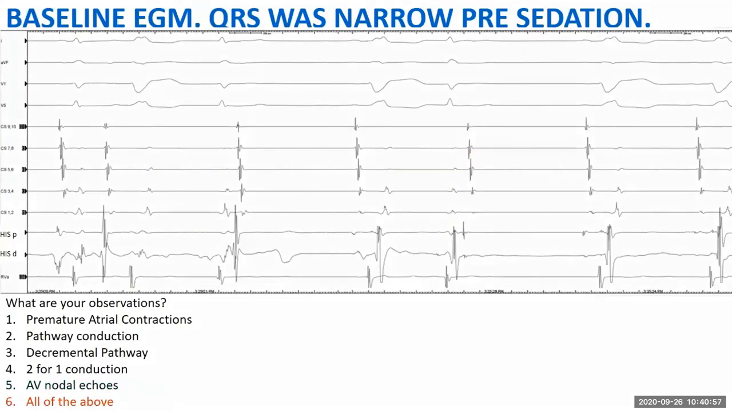To summarize, we have seen all the features listed above. Of course, it's hard to actually rule out other differentials based on this EGM alone. We proceeded to do a proper EP study after that. This patient turned out to have a decremental atriofascicular or long atrioventricular pathway, which was ablated at the tricuspid annulus, with concomitant dual AV nodal physiology but no inducible AVNRT.